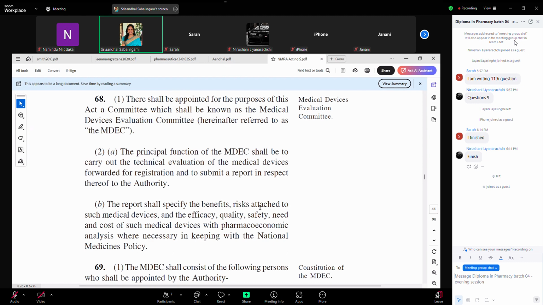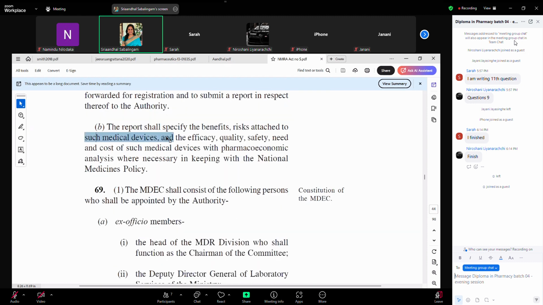So, whether the medical device is working based on a software or to evaluate the software, whether it was previously used in any other countries, or how much cheaper it would be to use in Sri Lanka. Those are the principal functions, carrying out the technical evaluation. It will consider everything forwarded for registration and submit a report to the authority. The report shall specify the benefits, risks attached to the medical device, and the efficacy, quality, safety, need and cost as well, and pharmacoeconomic analysis where necessary, in keeping with the national medicine policy.